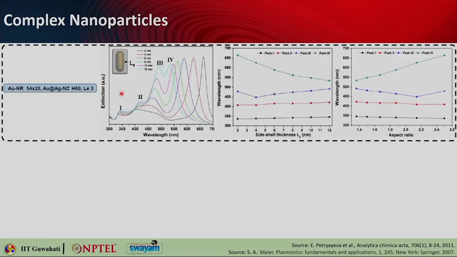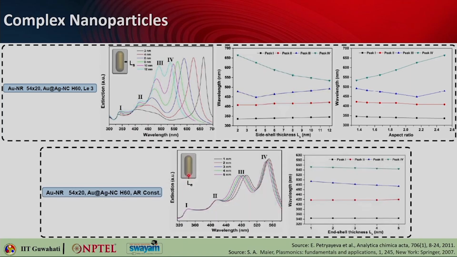Now these nanoparticle plasmon resonances are also highly tunable depending on the shell. Here there are 2 types of shell thickness. One is the side shell thickness, LS. When you change LS, this is how you can change the resonance peak positions, and you can also change LE, that is the edge shell thickness. You see the overall LS has a much stronger effect than LE, because it changes the aspect ratio of the overall structure much more significantly, since it is already a longitudinal structure.